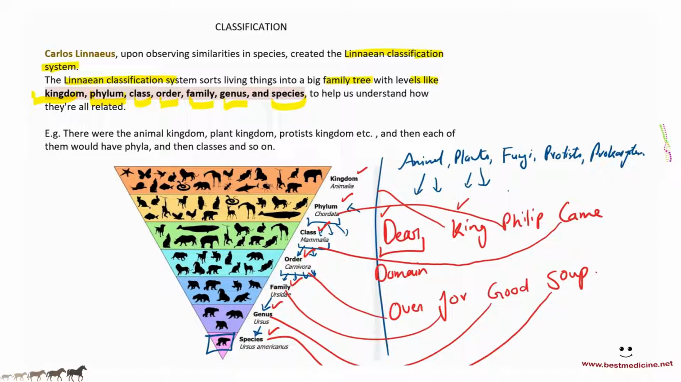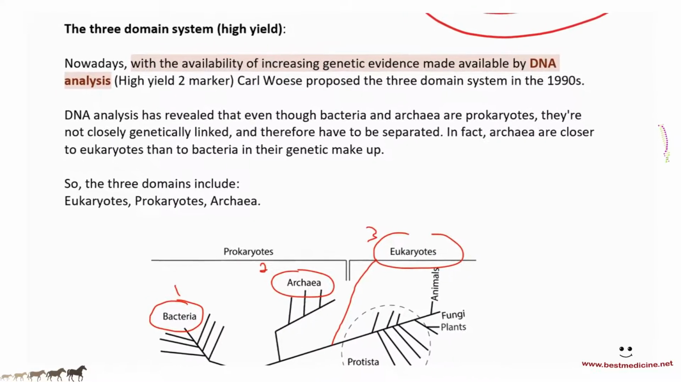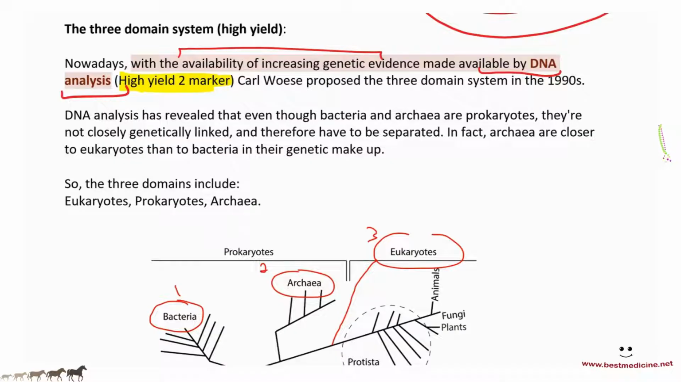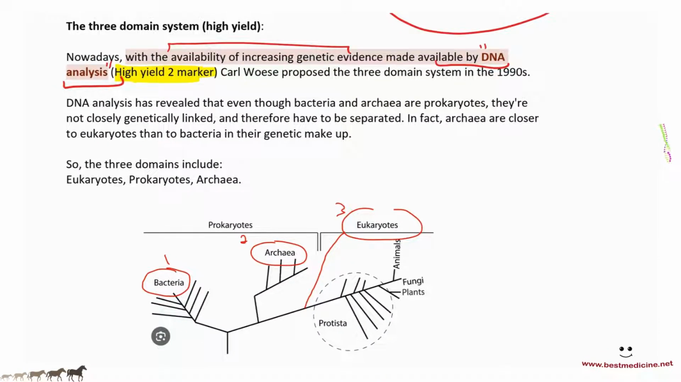And so that brings us to the 3-domain system. So the Linnean classification system eventually was replaced by the 3-domain system. Why was it replaced is a very high yield 2 marker that comes up. So in the exam, they can ask you, why was the Linnean classification system replaced with the 3-domain system? And the answer to this is because nowadays we have an availability of increased genetic evidence. And how do we have this? Due to DNA analysis. Okay? Make sure that when you write this answer, you put the words DNA analysis in there. DNA analysis is your keyword to tell them why the 3-domain system eventually took over the Linnean classification system.